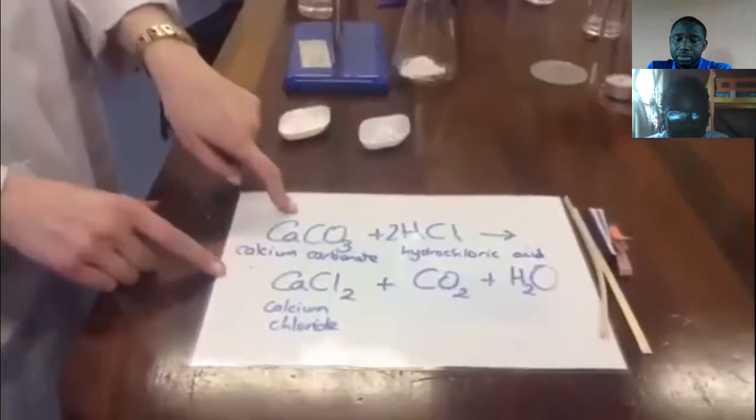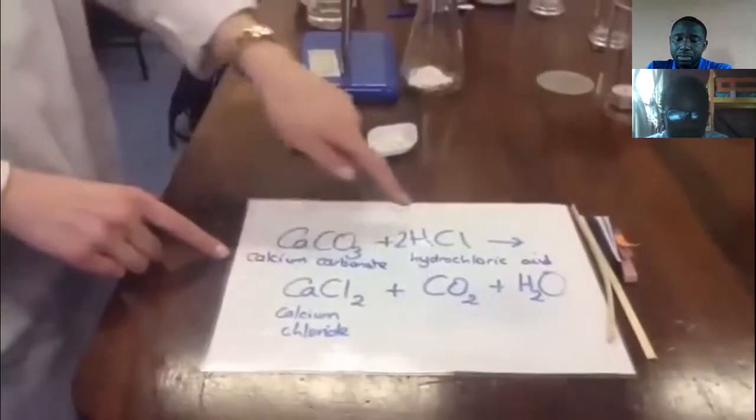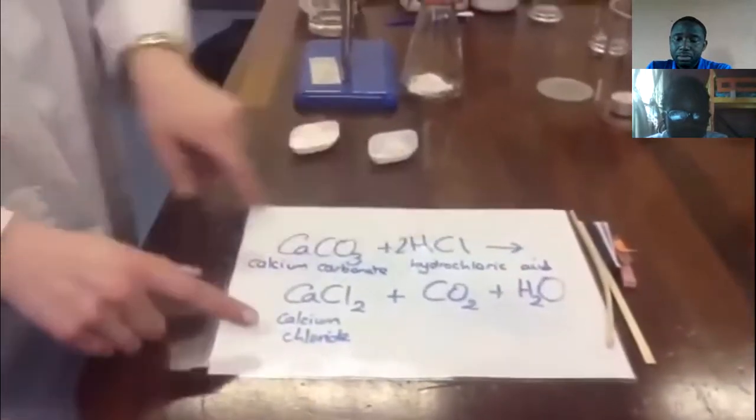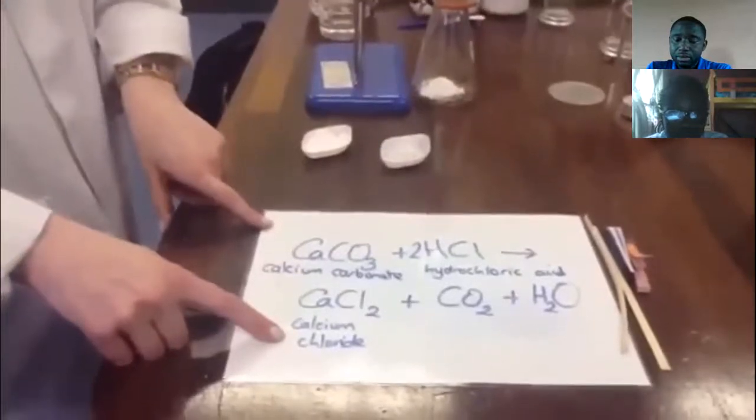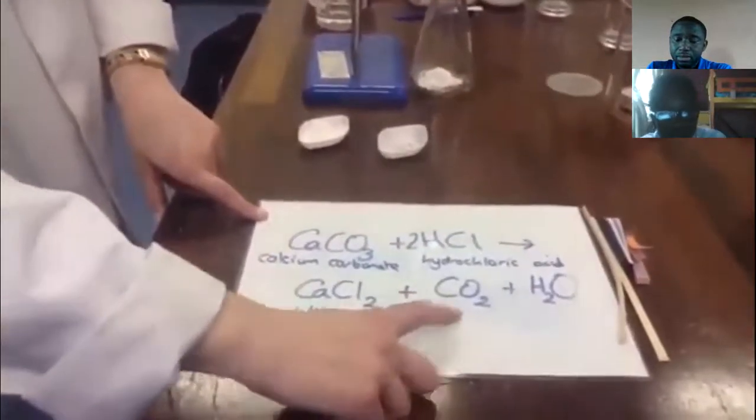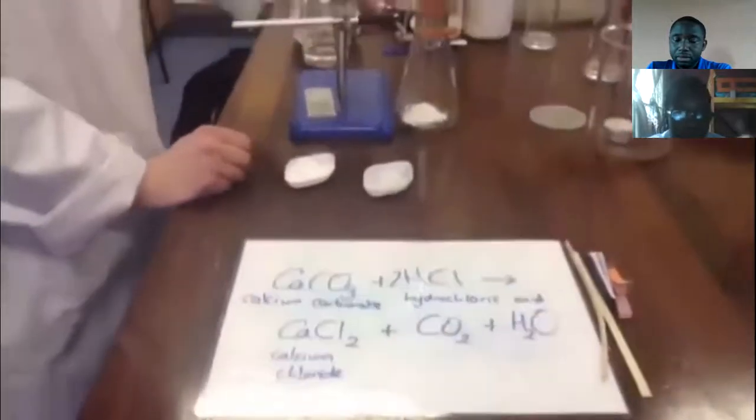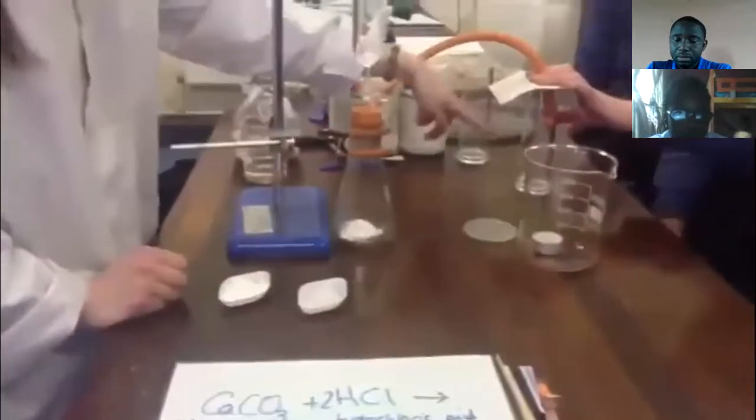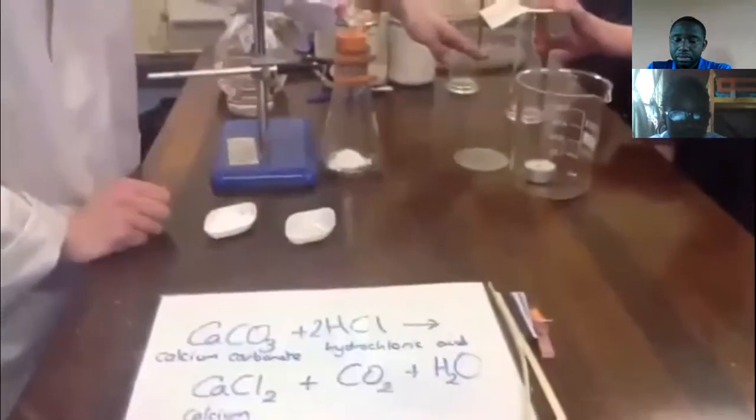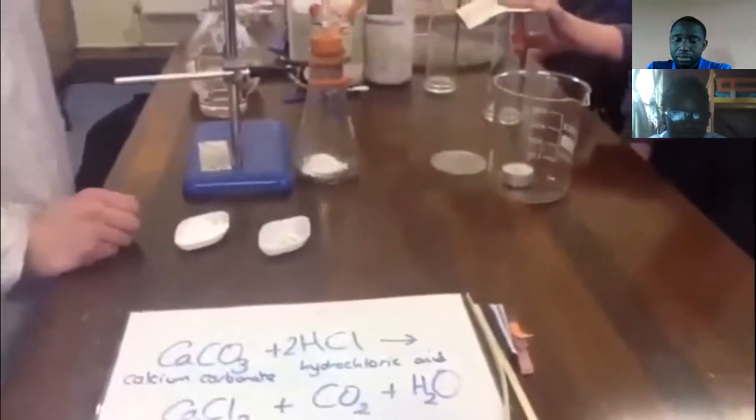So we can see our equation here. When you react calcium carbonate and hydrochloric acid together, you get calcium chloride, which is a salt, carbon dioxide, a gas, and water. Okay, so our carbon dioxide is going to move along this tube and into our collecting gas jar here. Okay, and Jack is holding that for us. Good job, Jack.